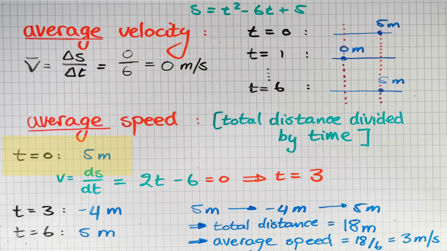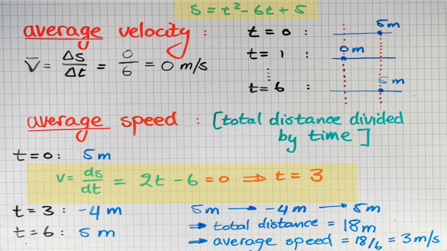We can find that by setting the instantaneous velocity equal to 0, because at that point where it turns around, the velocity will be 0 for a small instant of time. And so we know v is ds/dt. So we take the time derivative of the position, so that time derivative would be 2t minus 6, and we set that to 0, and we solve for t, and then we get t is equal to 3. So at second number 3, the particle for a brief moment stops and turns around and goes back, because it has 0 velocity at t equal to 3.